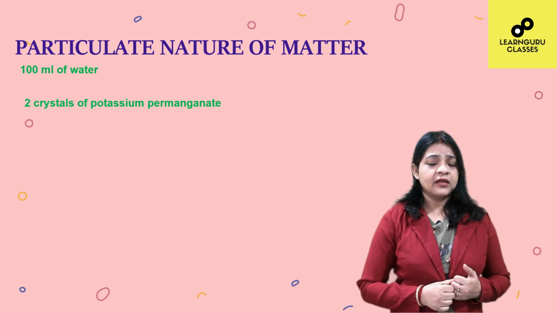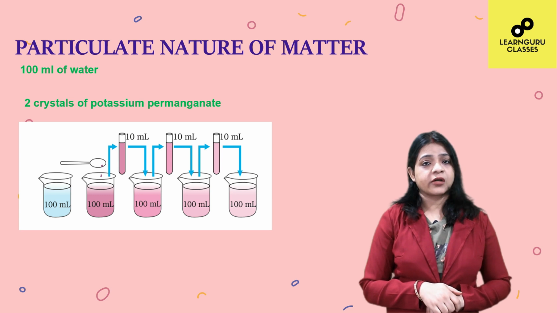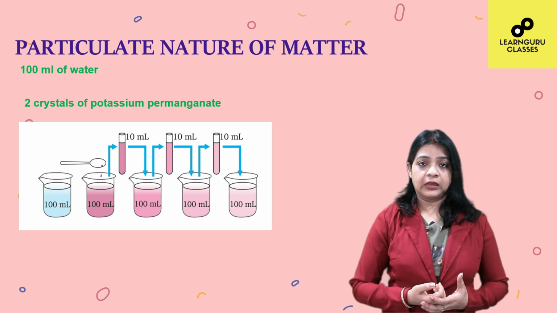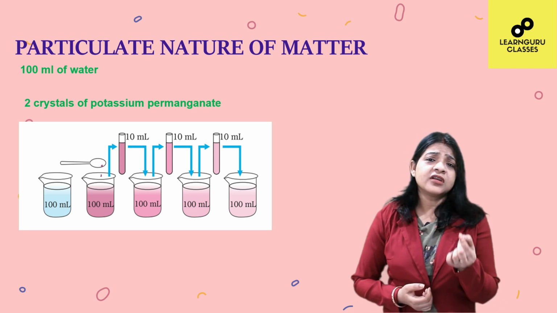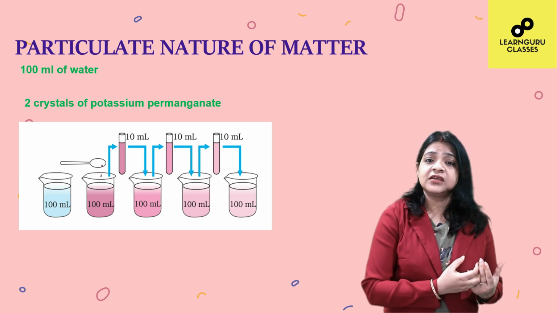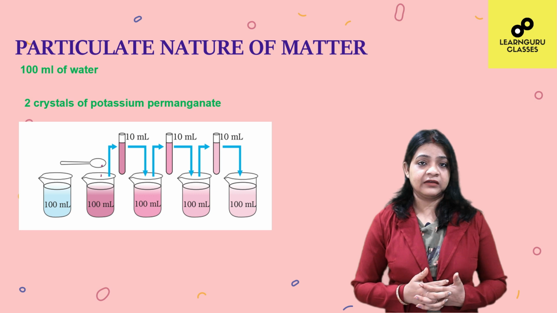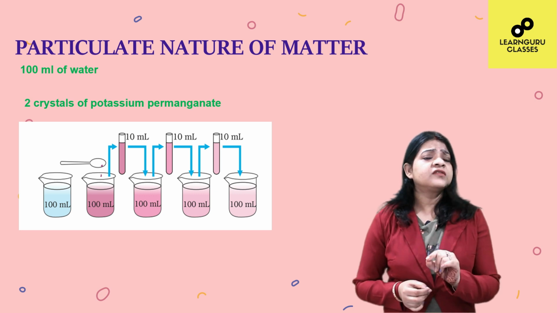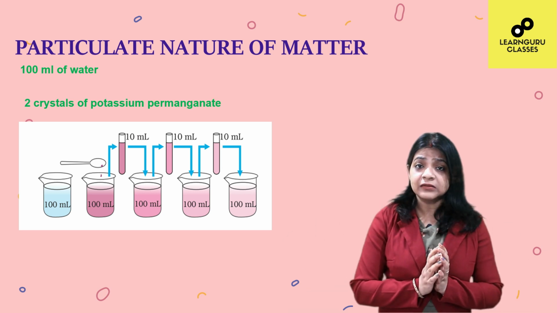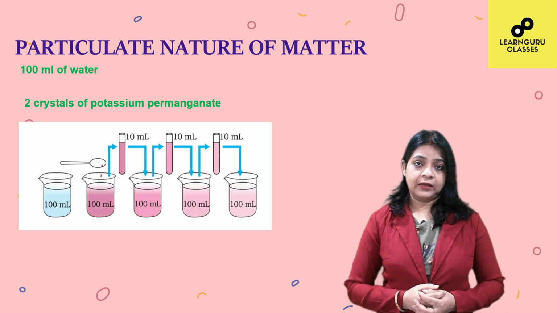So coming to the experiment, let's take 100 ml of water and dissolve 2 crystals of potassium permanganate into it. Immediately the water turns pink. The 2 crystals of potassium permanganate are themselves very small, yet they have the capacity to color a large volume of water. So what does that indicate? It indicates that 2 crystals of potassium permanganate have many particles that are capable of coloring the water pink.